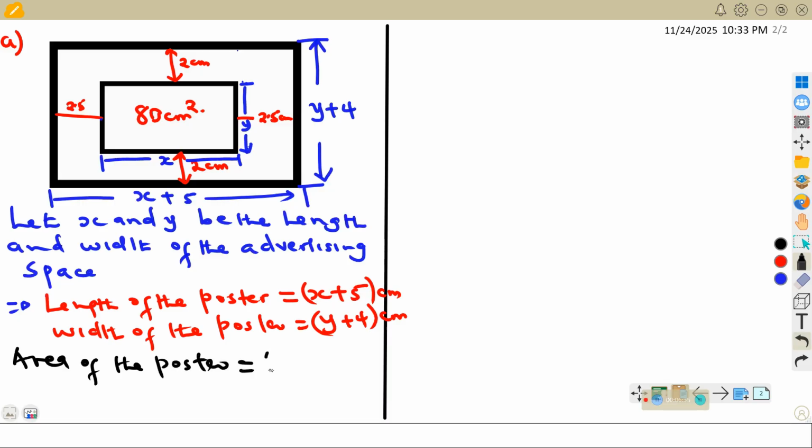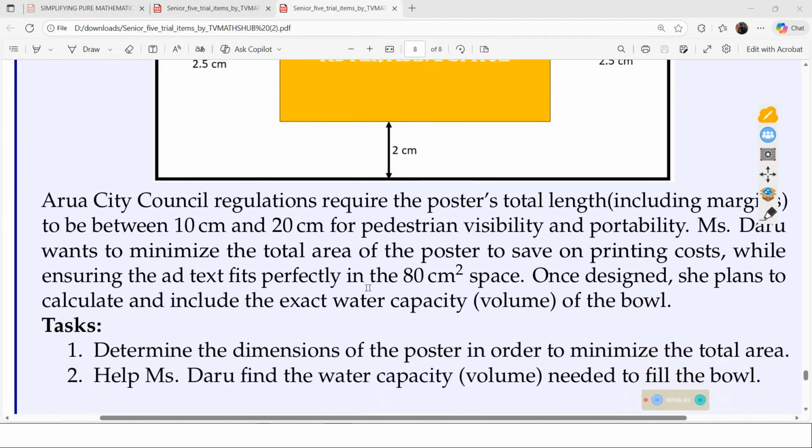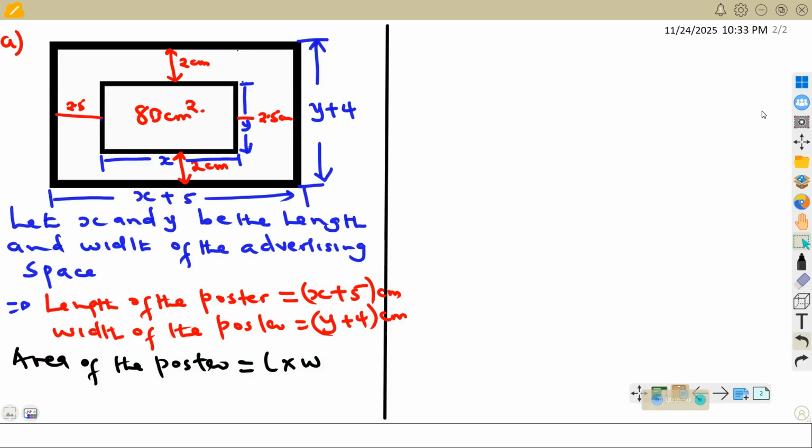So the area of the poster, of course, area is length times width. So let us first of all get back and look at the information given. We are told that Miss Daru wants to minimize the total area of the poster. That is basically the information that we are told.